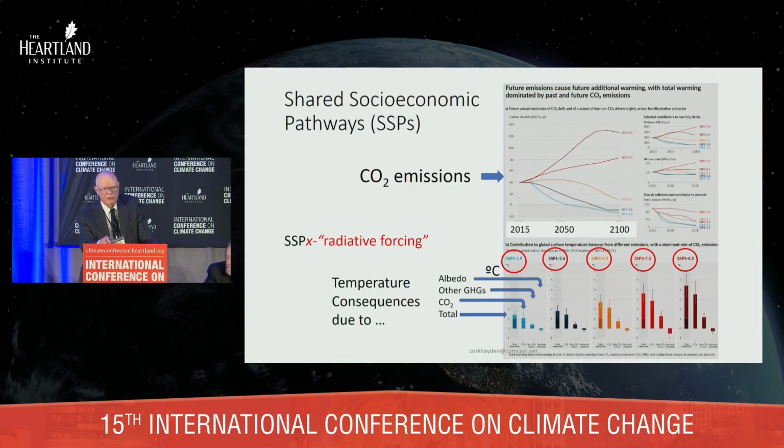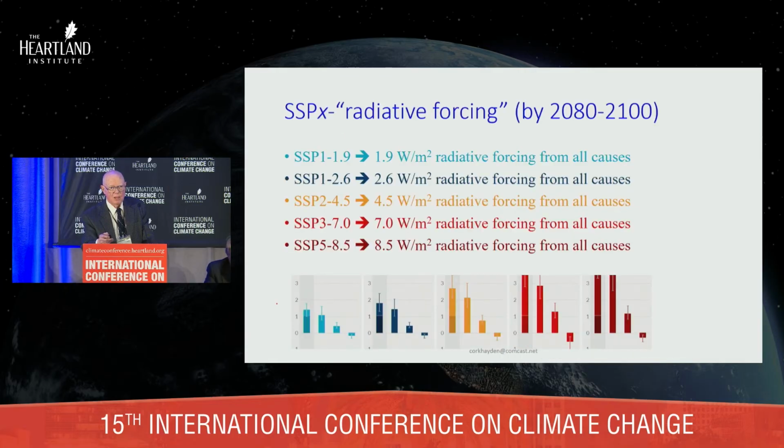In any case, the graphs down at the bottom, the little bar graphs, show you the consequences, the total, the amount due to CO2, the amount due to other gases, and the amount due to albedo. Albedo is just the reflectivity of the Earth, which is presently about 30%. Okay, these are the numbers. SSP 1-1.9 means 1.9 watts per square meter radiative forcing from all causes. It goes down the list and down the list to the 8.5 there.